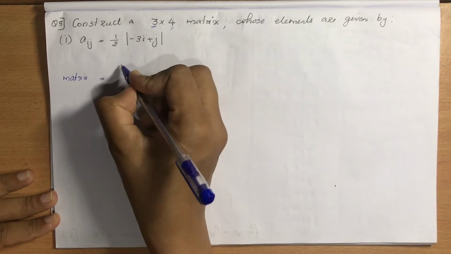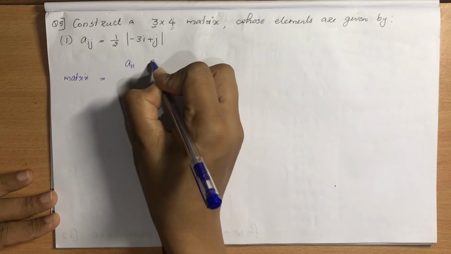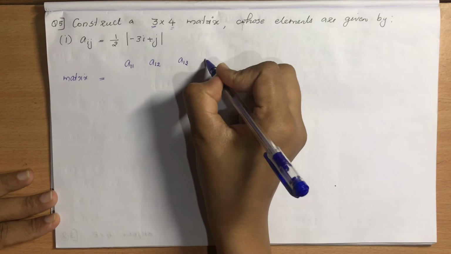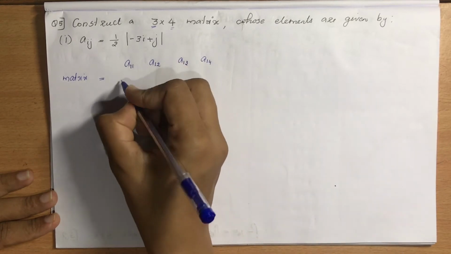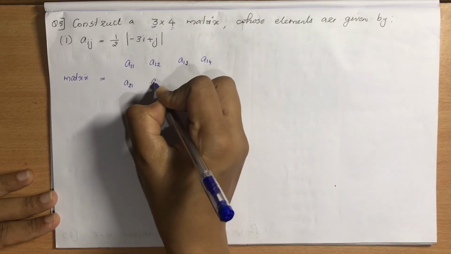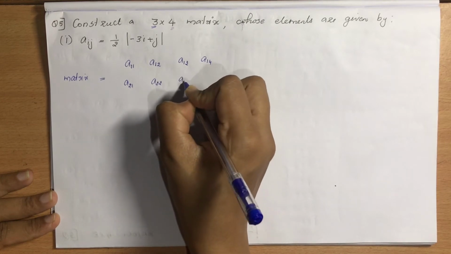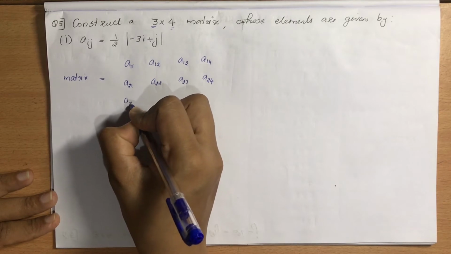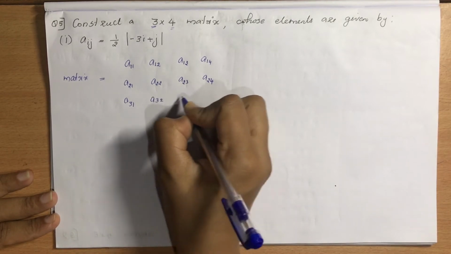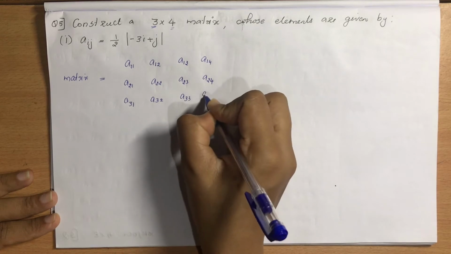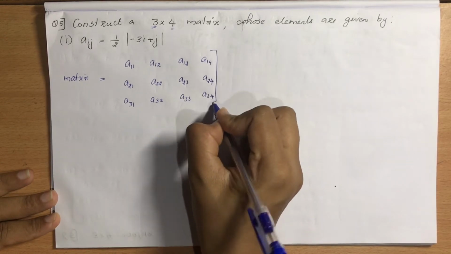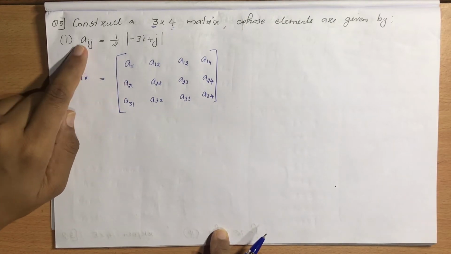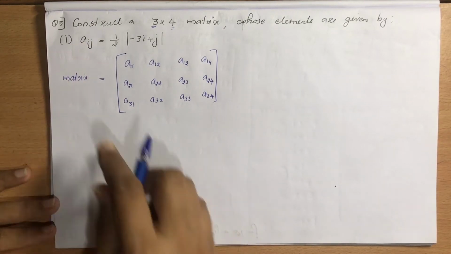in the form of 3 rows means A11, A12, A13, column is 4 till 4. A14. Next A21, A22, A23, A24, and third row is A31, A32, A33, A34. This is the required matrix. So each element we need to find, A11, A12, like that everything we need to find out, correct?